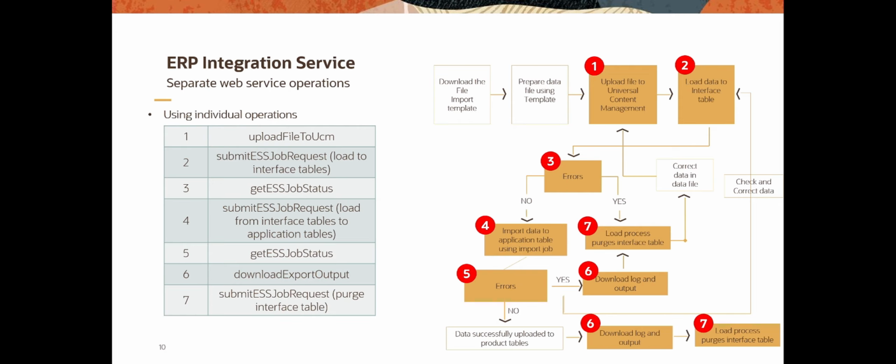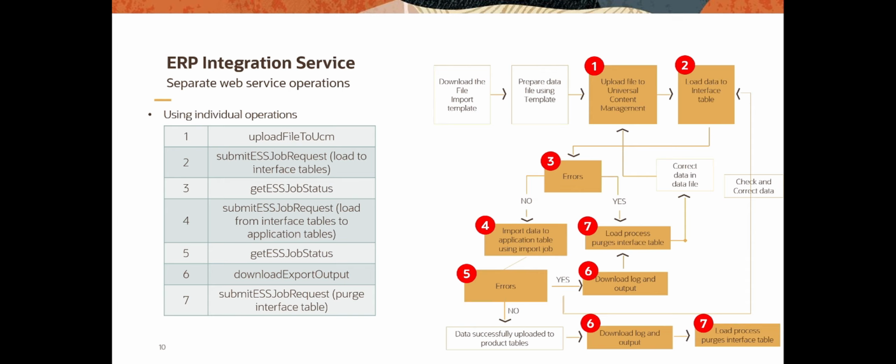There are multiple operations available depending on the use case, and the most commonly used ones are submit ESS job request. And this one can be used to mimic 3 different ESS jobs. And the first one is to load interface file for import. And the second one is the import process for the specific data object. And the third one is to purge the interface table.